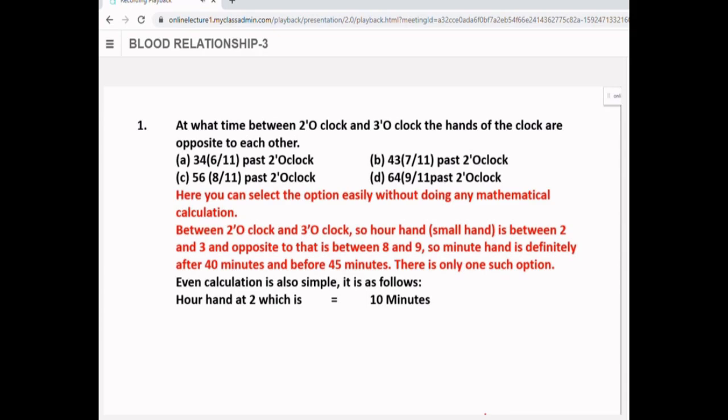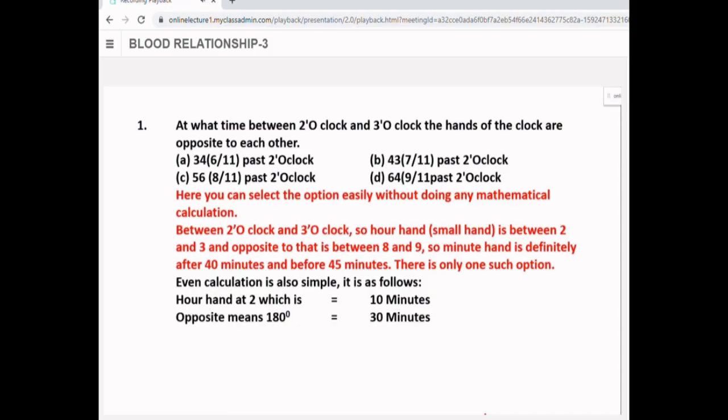Ten. If it is on 1, it is 5 minutes; on 2, 10 minutes; on 3, 15 minutes; on 4, 20 minutes, and so on. So that is 10 minutes. Okay. Then opposite means 180 degree, and 180 degree is always 30 minutes. 90 degree is 15 minutes.